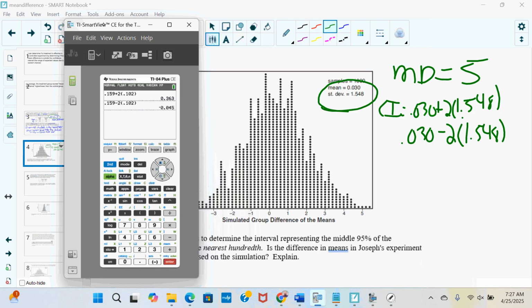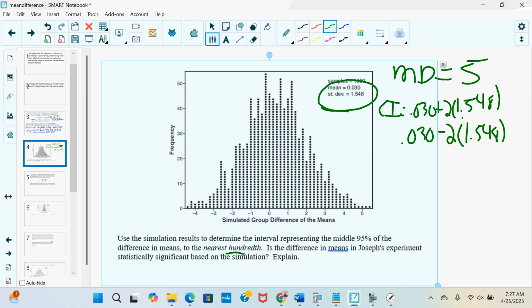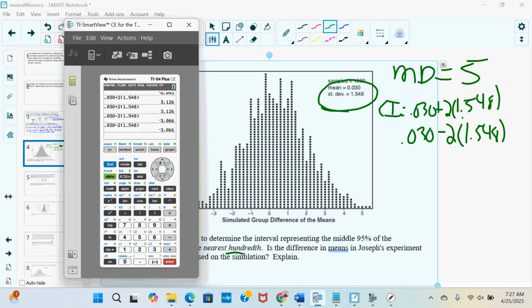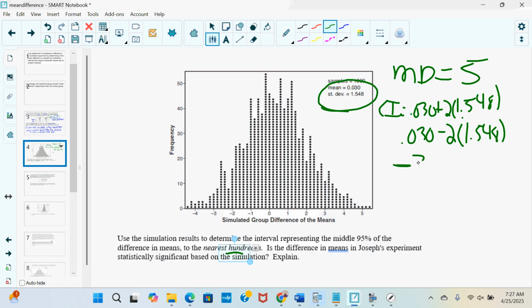So I'm going to pop that into the calculator. 0.030 plus 2 times 1.548 and minus. And sometimes it'll say to round, and sometimes it won't. In this case, it does say to round to the nearest hundredth. So my confidence interval is negative 3.07 to 3.13. So it's important to understand what I just found.